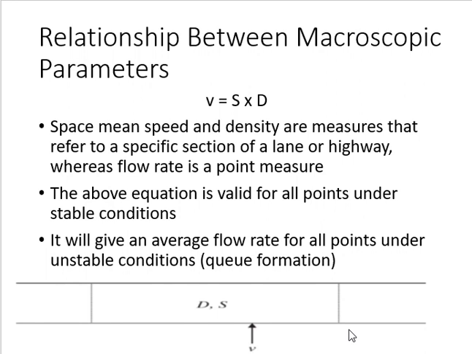So there are two conditions for using this equation. One is you have to use it on a uniform section, on a constant section. And the other one is it has to be stable flow. If the flow is starting and stopping, like in a queue or traffic jam or signal, this equation doesn't work. Clear?